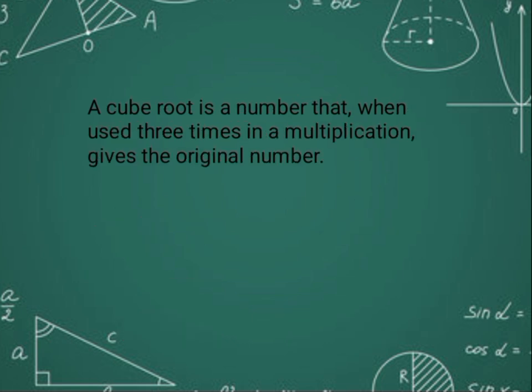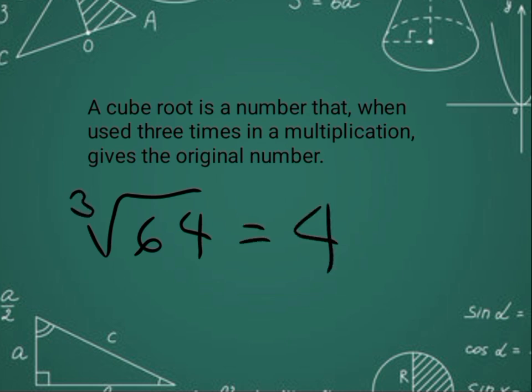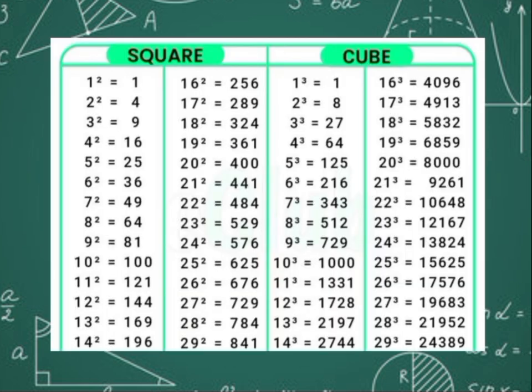So we also have the cube root. It is a number that when you use it 3 times in a multiplication gives the original number. For example, the cube root of 64 is equal to 4 because when you multiply 4 times 4 times 4, it is equal to 64. Another example is the cube root of 8. It is equal to 2. So these are called the perfect cubes. As you can see in the table, you have the perfect squares and the perfect cubes.